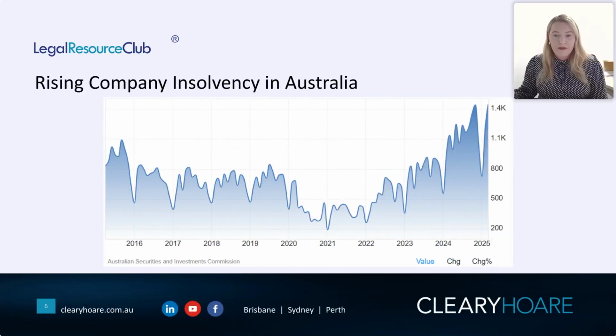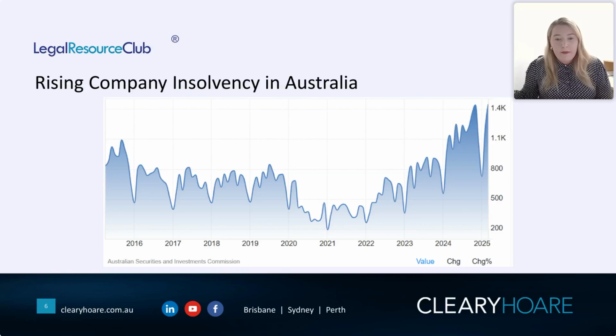So that report was looking at personal insolvencies, bankruptcies, and those statistics show that bankruptcies are growing in Australia. And the situation is much the same when we look at companies. So this is data taken from ASIC in terms of company insolvencies.